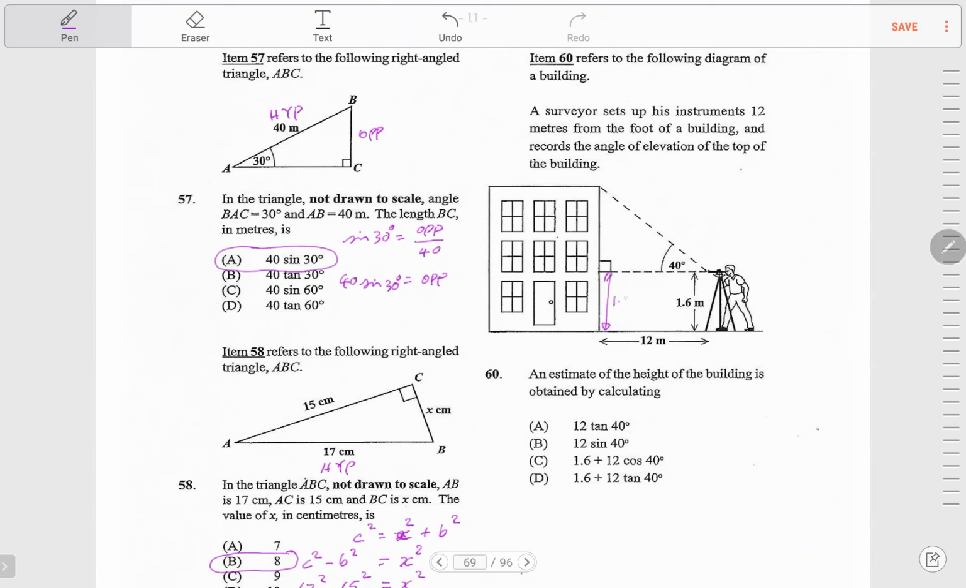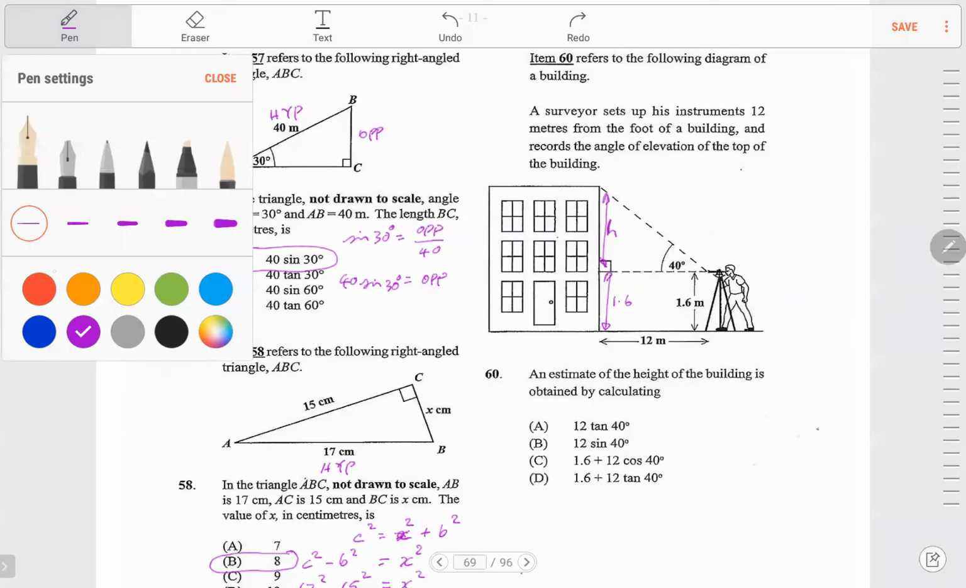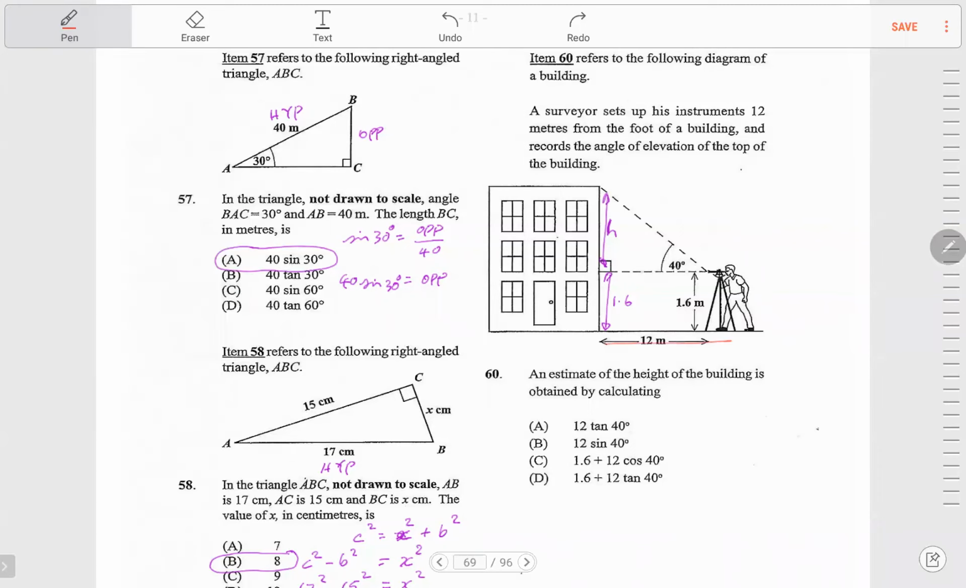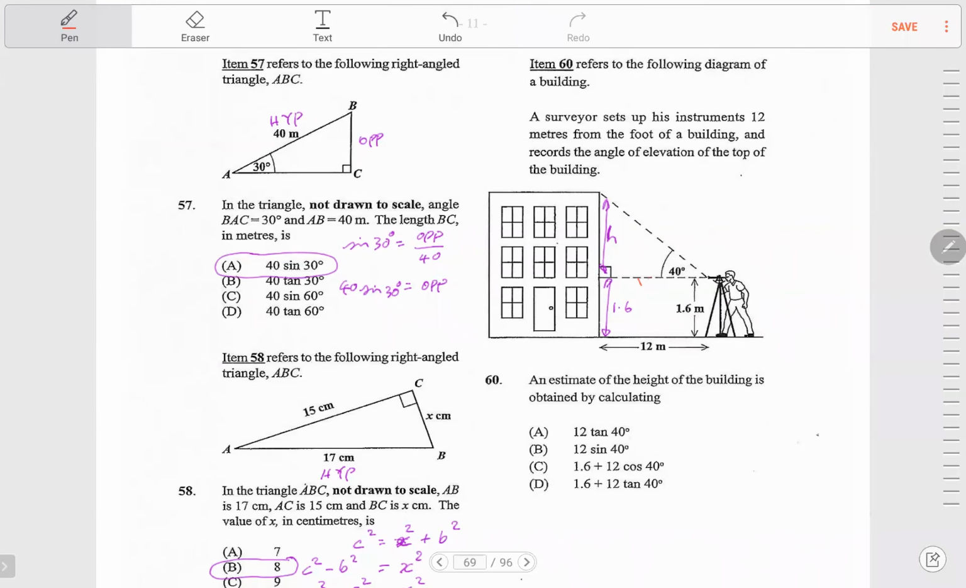1.6 plus the height in the triangle right here. Let's call it h, small h. So we're trying to find that. If we can find small h, we have to add the 1.6 to it. So you know the answer is one of these two. Remember also that in this triangle, I'm using red ink, this distance on there is 12. That's horizontal, so this distance here also is 12.